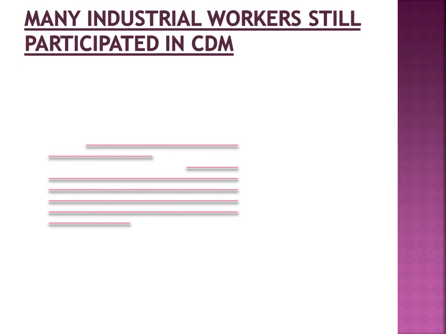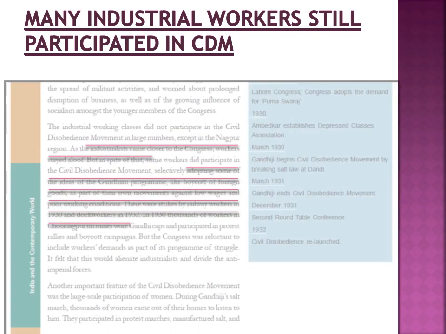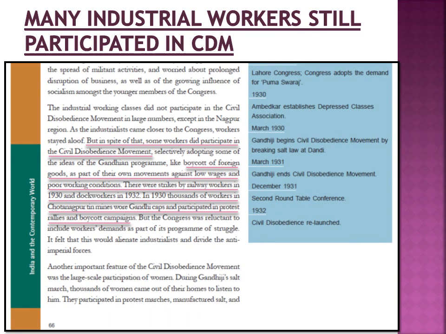But despite their issues, many industrial workers still participated in the CDM. Many industrial workers were against low wages and poor working conditions, so they adopted some of the Gandhian ideas to participate in CDM, like they boycotted foreign goods. Then there were strikes organized by railway workers and dock workers, and thousands of workers in Chota Nagpur tin mines wore Gandhian caps and participated in protest rallies and boycott campaigns.